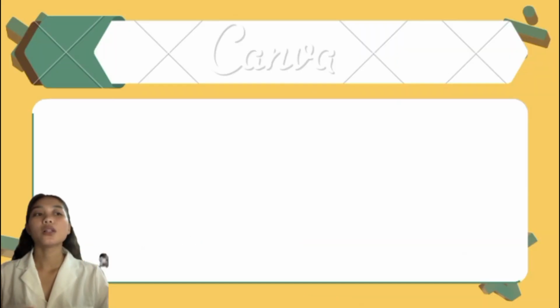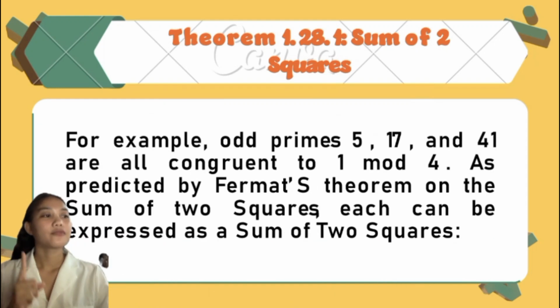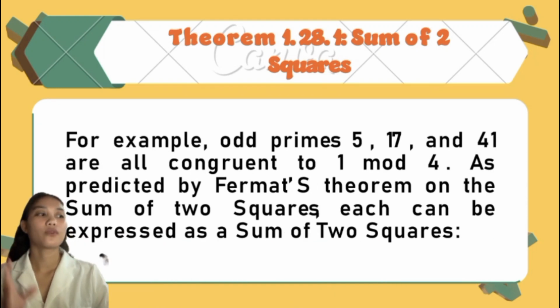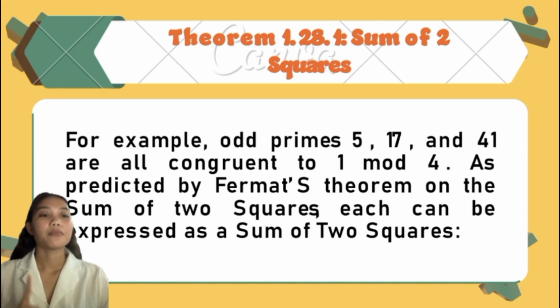For example, odd primes 5, 17, and 41 are all congruent to 1 modulo 4. As predicted by Fermat's theorem on the sum of two squares, each can be expressed as a sum of two squares.